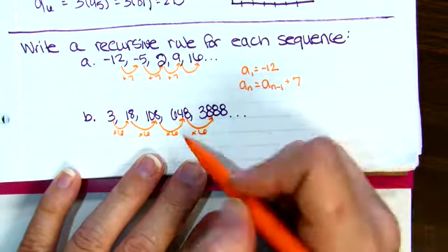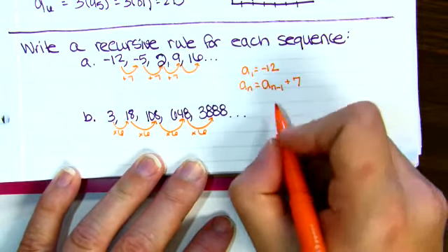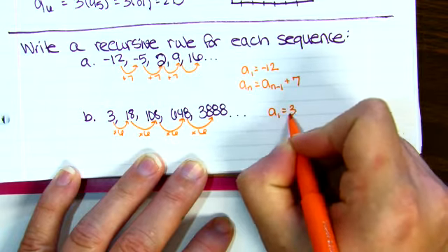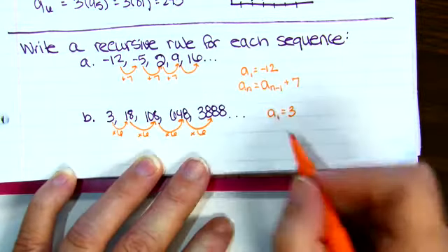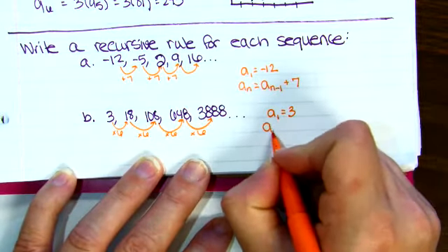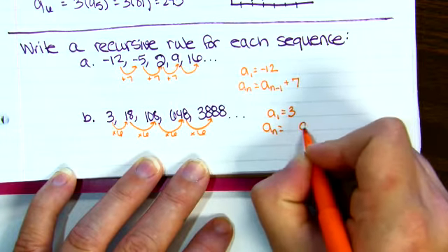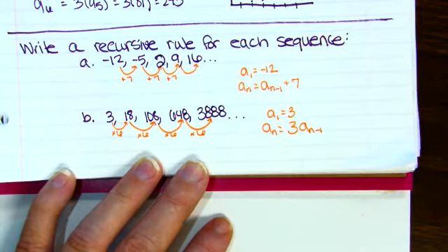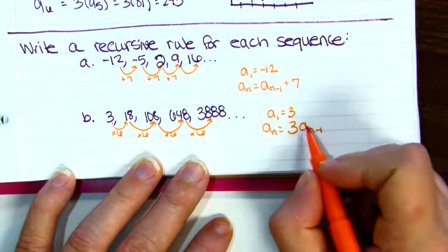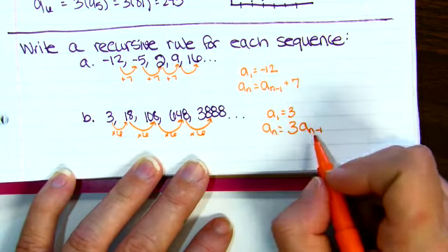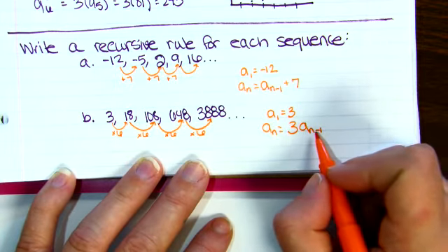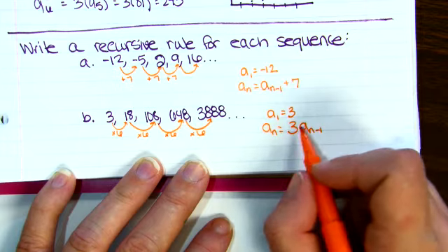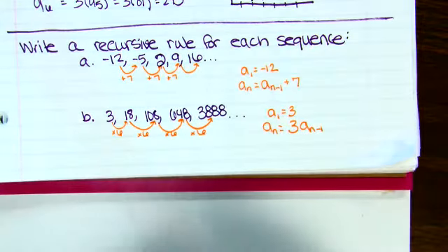But again, when I write out a recursive formula, I always have to give the first term, which in this case is 3. And then to get my nth term, I take the term before and I just multiply it by 6. So remember the a sub n minus 1 just means the term before your nth term. So take the previous term and multiply it by 6, and that will give you the next term.